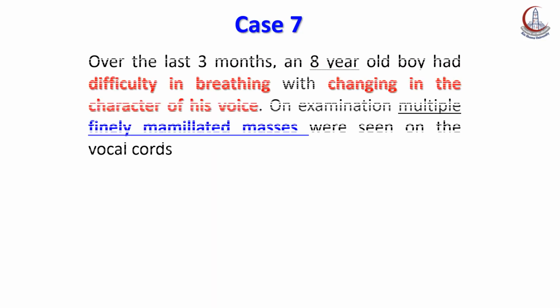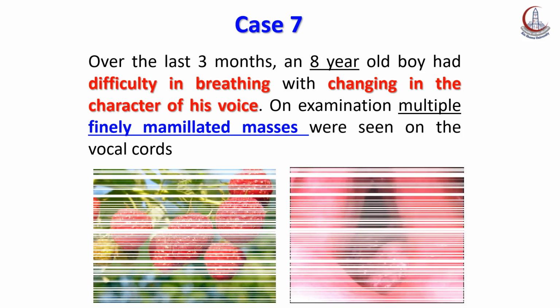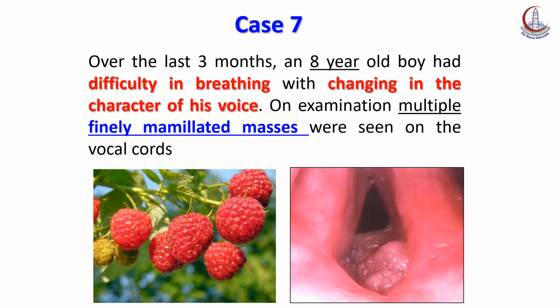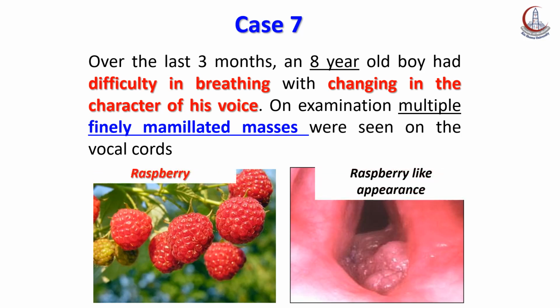Case 7. Over the last 3 months, an 8-year-old boy had difficulty in breathing with a change in the character of his voice. On examination, multiple finely mammillated masses were seen on the vocal cords. Here are the masses. The outer surface of these masses was finely mammillated like a raspberry, so we call it a raspberry-like appearance.